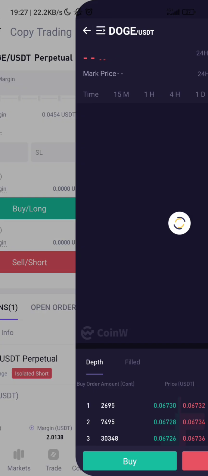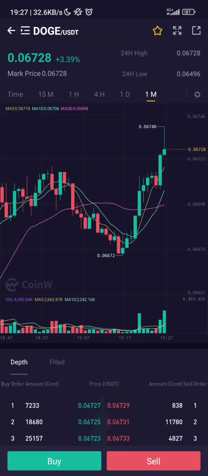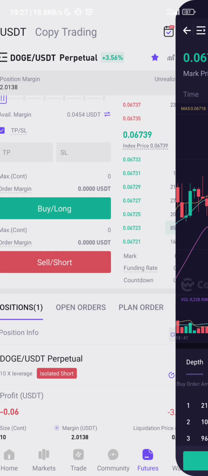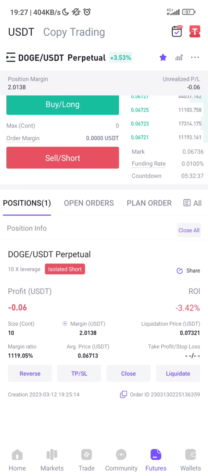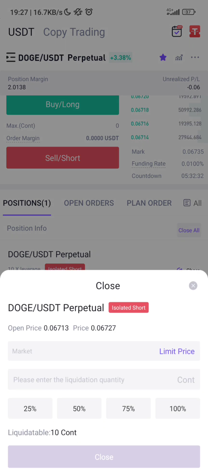Let's see what the chart is saying. Okay, this is where we are. The chart structure has changed, right? So that's one thing about trading: the structure can change at any moment. Now if you want to close, you can set a limit close.